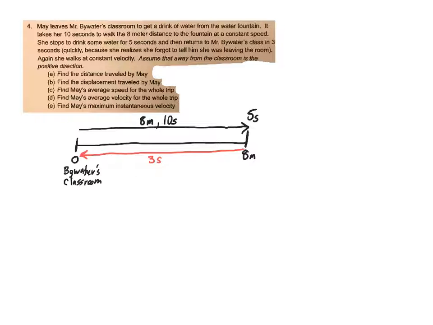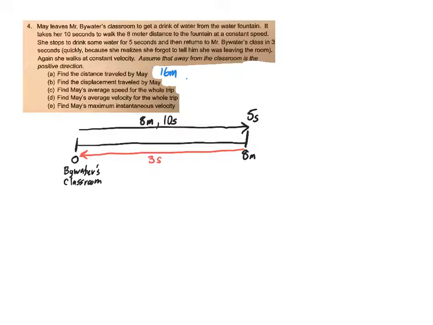First, find the distance traveled by May. Remember, distance is the full distance that's traveled, so we follow the whole path. In that situation, she's going 8 meters this way, and then she goes 8 meters back to the beginning. That means her whole distance there is 16 meters: 8 meters one way, 8 meters back the other way. That's the distance.